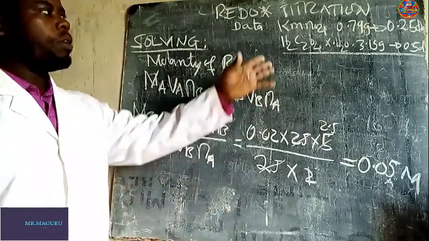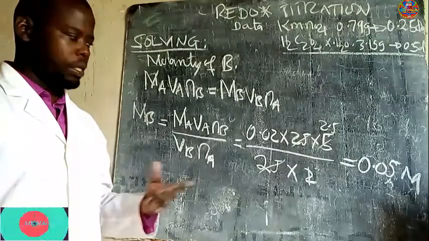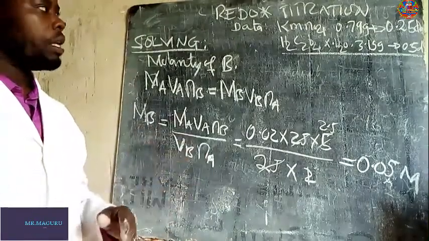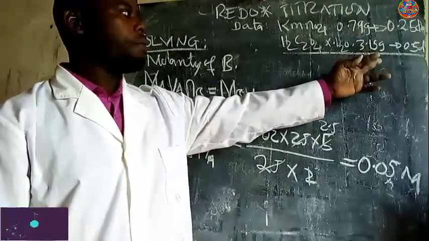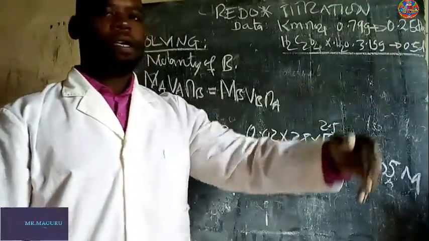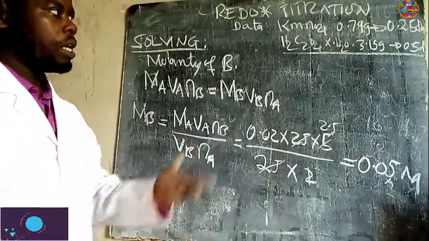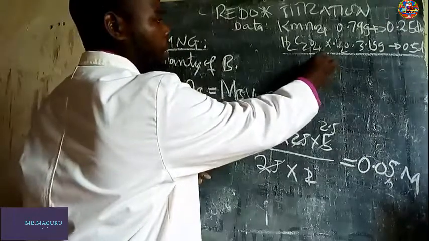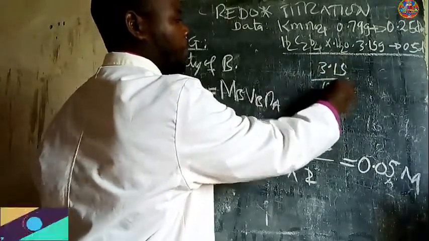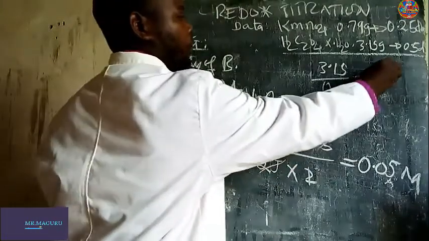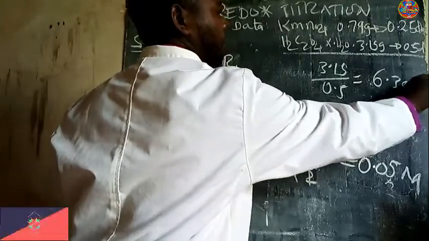So after getting the molarity of acid, we have to use the concentration in order to get the molar mass of the whole compound. Let's proceed to find the concentration. According to our data, we can get concentration 3.15 over 0.5. That is the mass over volume. The concentration of this one will be 3.15 divided by 0.5, which is equal to 6.3 gram per decimetre cube.